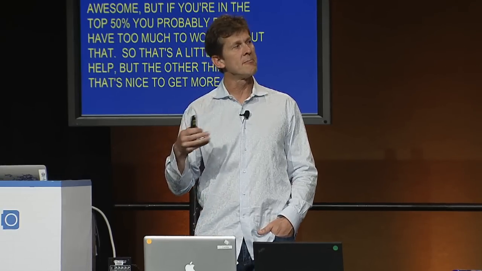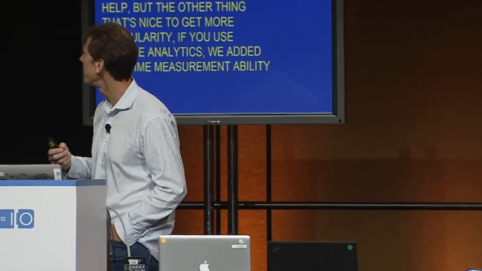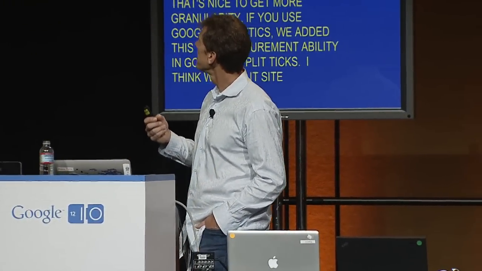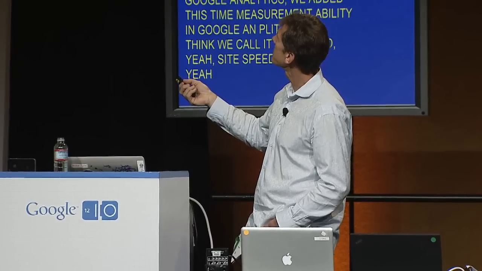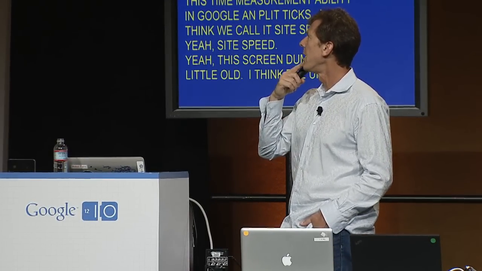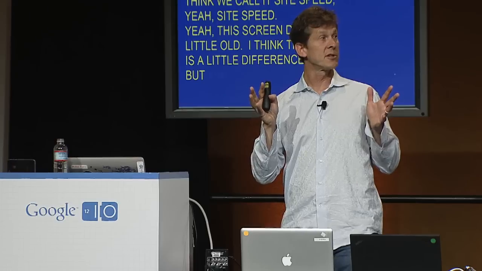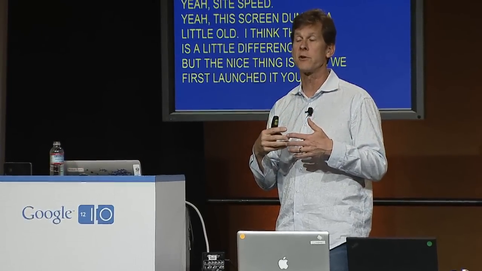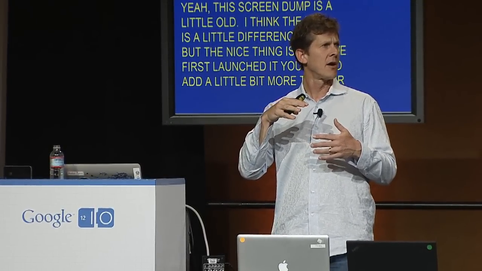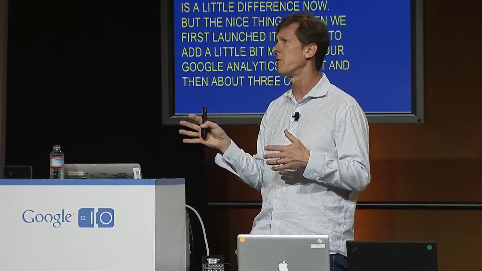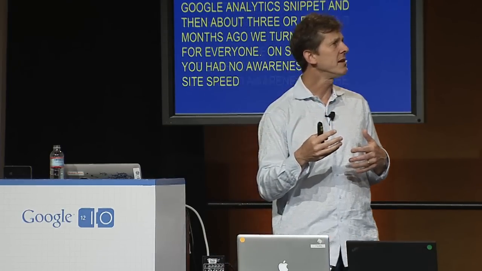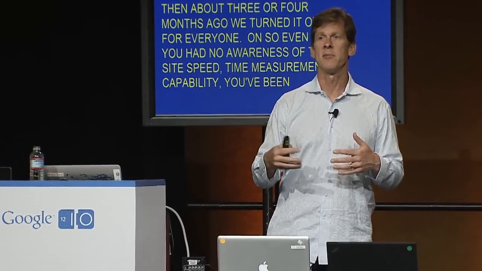But the other thing that's really nice to get a little more granularity is if you use Google Analytics, we added this time measurement capability into Google Analytics. I think we call it site speed. Yeah, site speed. This screen dump is a little old. I think the UI is a little different now. But the nice thing is when we first launched it, you had to add a little bit more to your Google Analytics snippet. And then about 3 or 4 months ago, we turned it on for everyone. So even if you had no awareness of this site speed time measurement capability, you've been gathering data for about 4 or 5 months now.